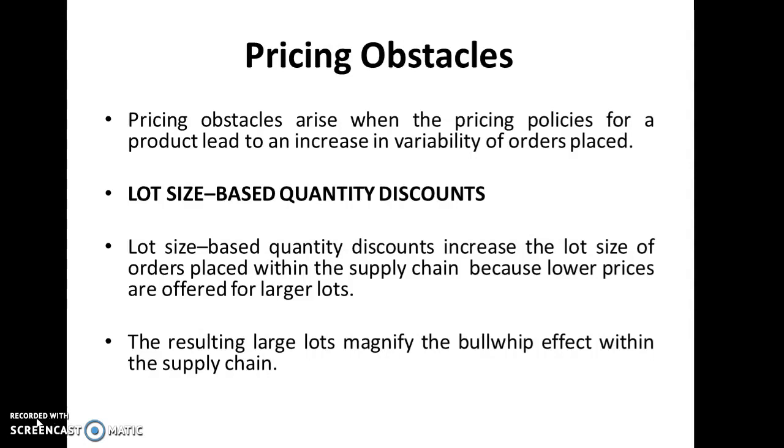quantity discounts based on lot size, that is, if you order in terms of this lot size, the discount will be 20%, 25% like that, then a lot of orders will come in larger lots to exploit the discount. That means lower price. This will result in the bullwhip effect within the supply chain.